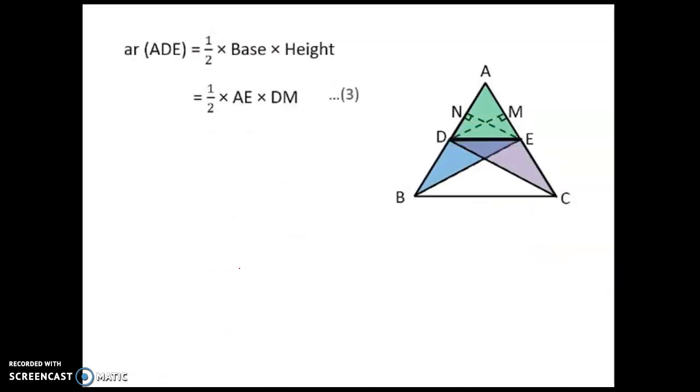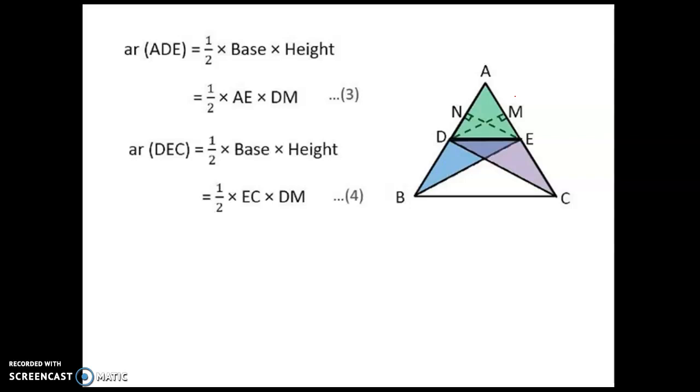Same picture only, this one. Now we are taking area of ADE. Same triangle only, this light green triangle ADE, but we are going to look from the right side. This time our base is going to be AE. That time we took from the left side, so this time we are taking from the right side, AE. And height is going to be DM. This height we are going to take for this side. So area equal to half into AE into DM.